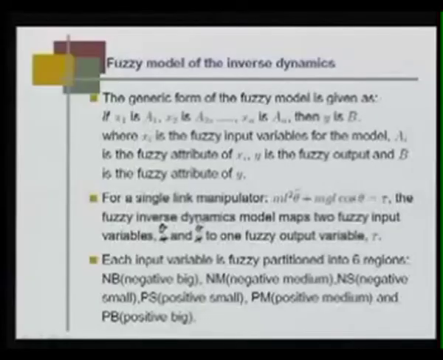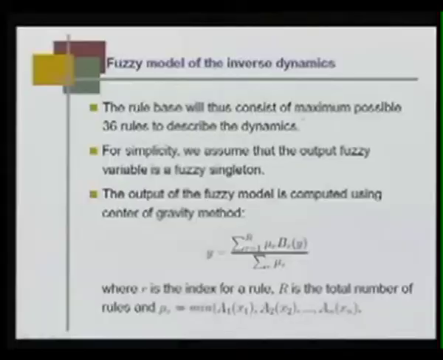Each input variable is fuzzy partitioned into 6 regions: negative big, negative medium, negative small, positive small, positive medium and positive big. So, once you have two input variables and each input variable is fuzzy partitioned into 6 zones, then obviously the rule base will consist of a maximum possible 36 rules to describe the dynamics.